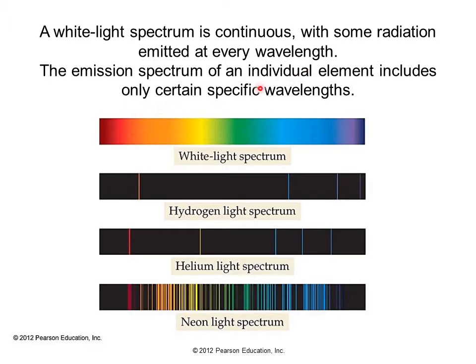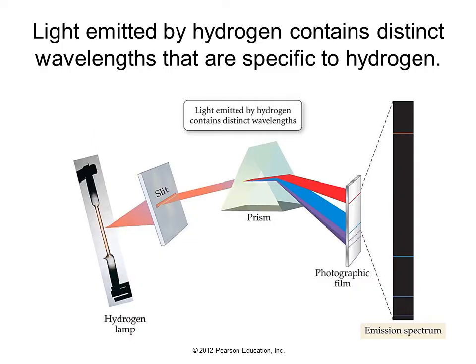White light is continuous, as shown here, emitted at every wavelength. The emission spectrum of individual elements includes only specific wavelengths. This is hydrogen, shown with 4 of its lines, helium with a few more, neon with more. Light emitted by hydrogen contains just distinct wavelengths that are specific only to hydrogen, shown here.